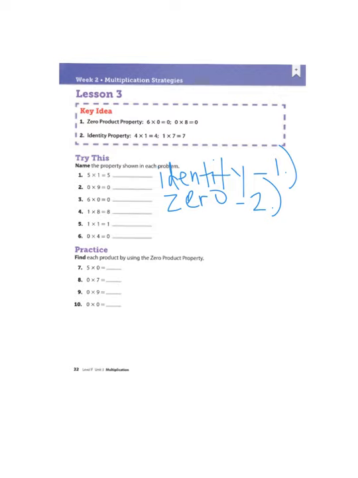For the practice, find each product by using the zero product property. So you simply just have to solve this multiplication problem. And we know anything multiplied by 0 is 0. So 5 times 0 is 0. 0 times 7 is 0. On the next page, 11 through 14, you're going to use the identity property to find each product. So we know that 7 times 1 is going to be 7. 1 times 4 is going to be 4, and so on.